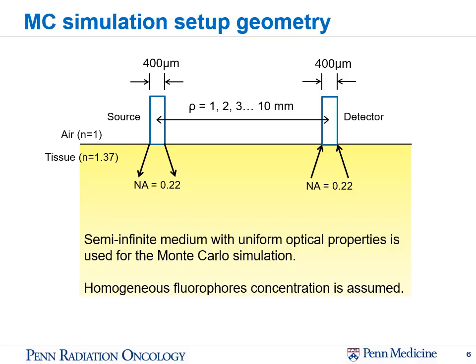On the boundary between the air and tissue interface, we introduced a source fiber and a detector fiber. The core diameter of this fiber was set to be 400 micrometers, and the numerical aperture was set at 0.22, similar to those fibers on our contact probe. The distance between these two fibers, ρ, ranges from 1 mm to 1 cm in this simulation.